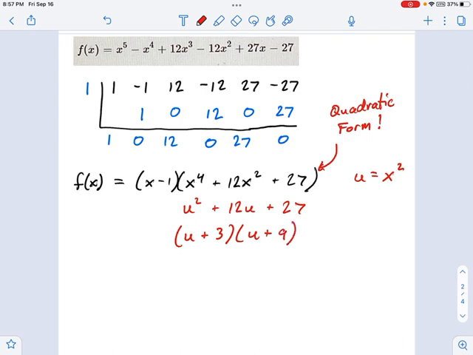Okay. Now remember that I'm not interested in u. What I'm really interested in is x squared. I just did the u substitution to help myself through it. What we've got here is x squared plus 3 and x squared plus 9.